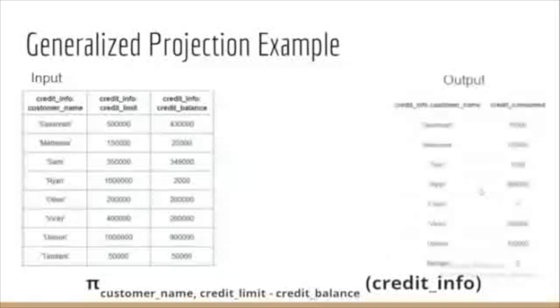As an example, the following are customers of a credit company. Each has their own credit limit as well as their own balance, depending on their spending. If the credit company wants to see the money currently consumed by each customer, the formula pi customer name, credit limit minus credit balance, credit info can be used. As shown in the output, customer name appears with the difference of the credit limit and the credit balance in our query, which is the credit consumed.